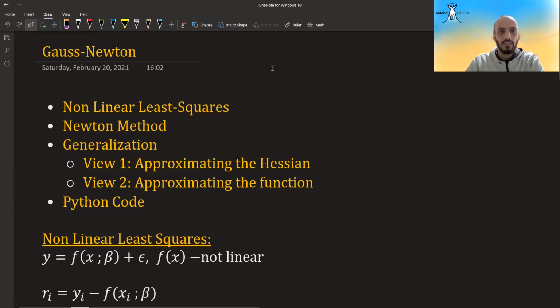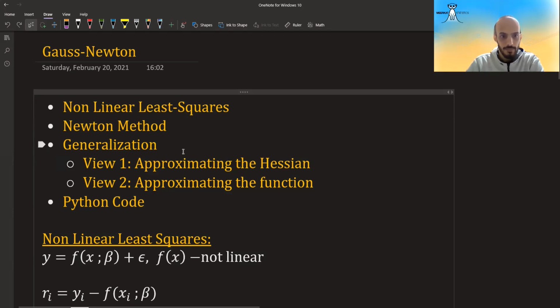Hi guys, in this video I'm going to talk about the Gauss-Newton method, and this method helps solve nonlinear least squares, and it's basically a generalization of the Newton method, which I'll go over also in this video. And there's two ways to look at it as a generalization. One is that it kind of approximates the Hessian in the Newton method. And another way to look at it is as if it's approximating the actual function, which is nonlinear, in a linear way.